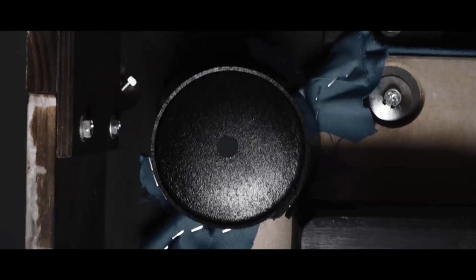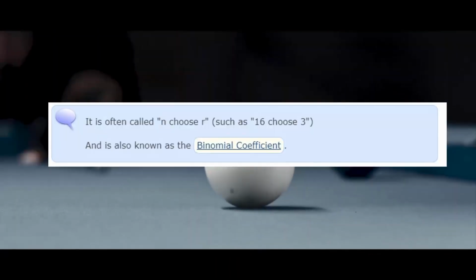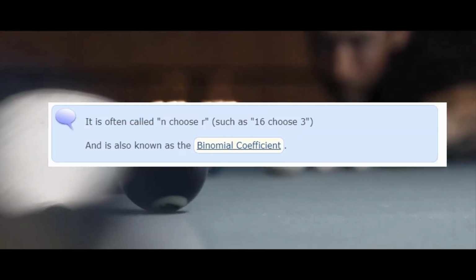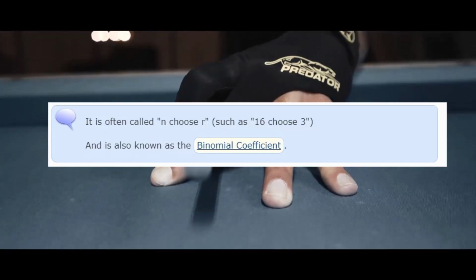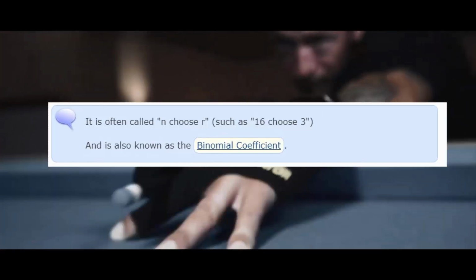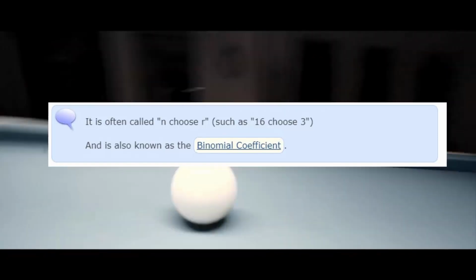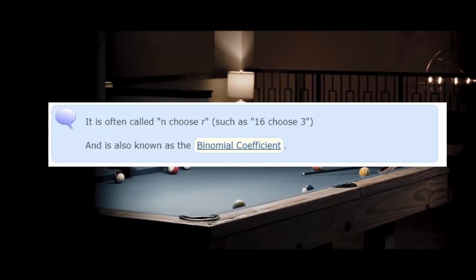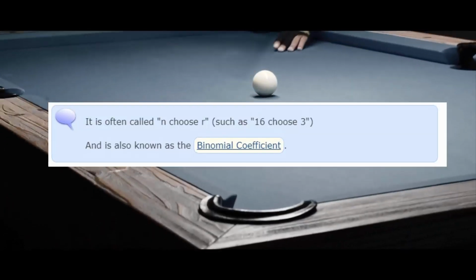So in our case, let's take the following. If we have 16 billiard balls or pool balls, and we want to choose 3 of them, it would be just like the lottery numbers. If we had 30 lottery numbers and 3 or 4 of them would be a winner, we would have the following expression. We usually call this expression n choose r. N is the number of possibilities, and r is the number of choices we have.